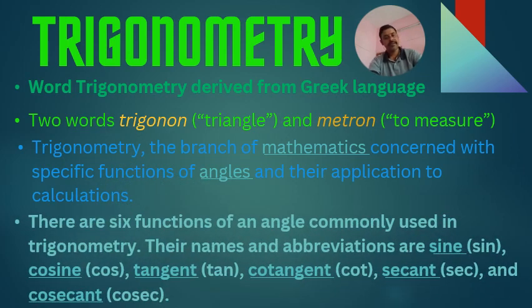Then there are 6 functions of an angle commonly used in trigonometry. Their names and abbreviations are sine, in short written as sin, cosine, in short cos, tangent, in short tan, cotangent written as cot, secant as sec, and cosecant as cosec. So these are the 6 trigonometric ratios or 6 trigonometric functions which we are going to study today.